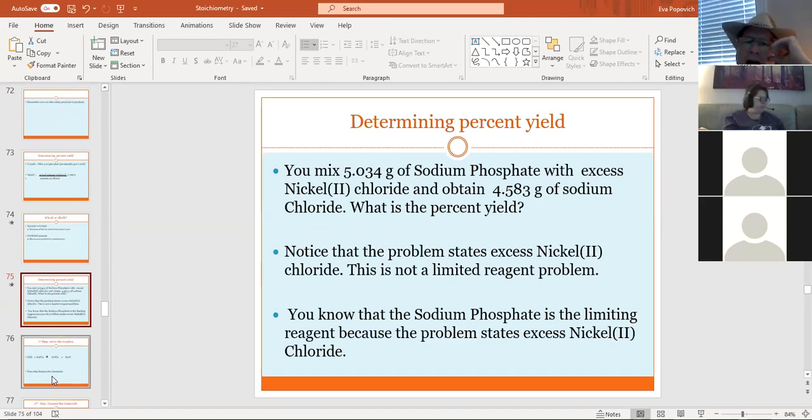You mix 5.034 grams of sodium phosphate with excess nickel 2 chloride, and you get 4.583 grams of sodium chloride. Is this a limiting reagent problem? No. Why not? I got 2 weights, but we have excess nickel. Very good, Kaylin. I tell you straight up, I've got excess nickel. So if I've got excess nickel, that means my sodium phosphate is my limiting reagent. So what's the 4.5, Kaylin?